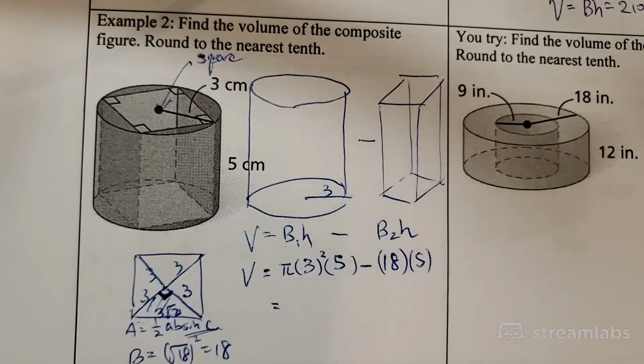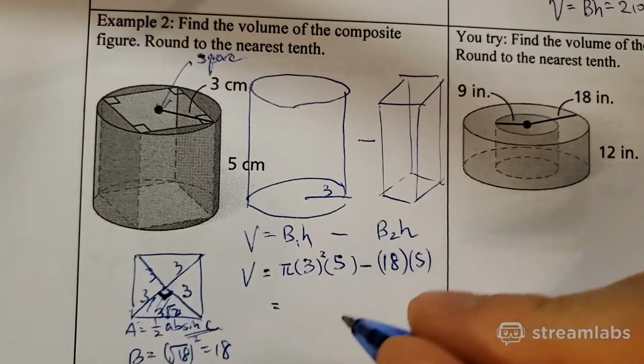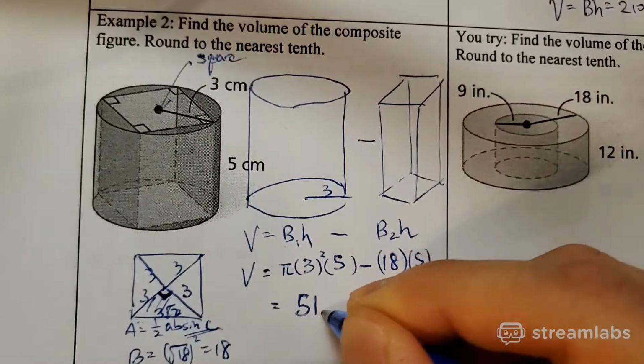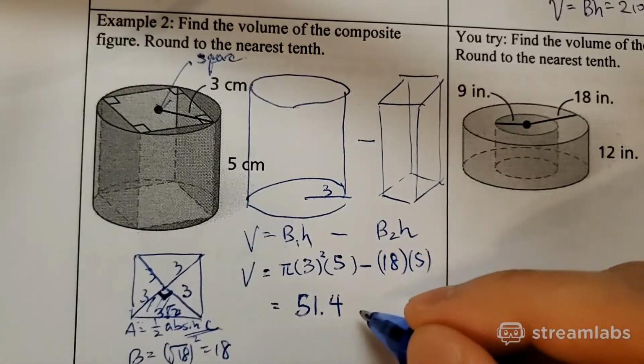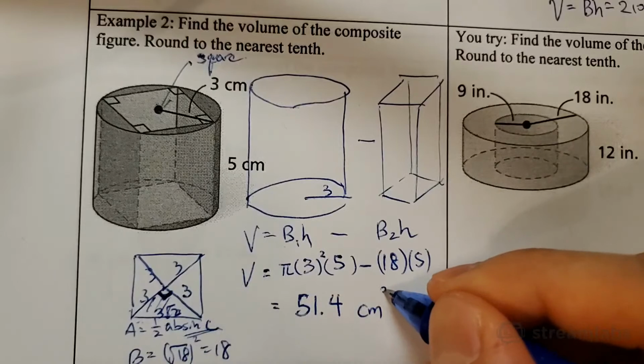Use your calculator. What do you get? 51.4. The units are in centimeters, but it's 3 dimensions, so cubed.